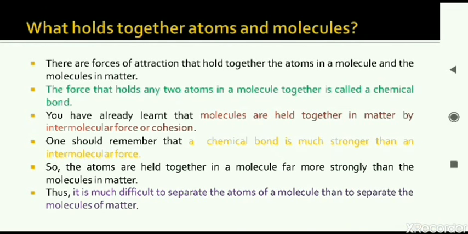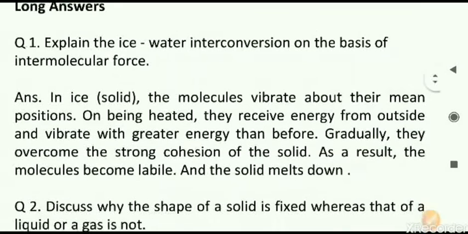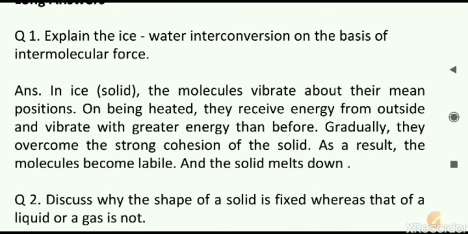So this is all for this chapter. Here we wind up this chapter. We will now move on to the remaining questions section. The long questions are remaining, which we will have a look at. You can note them down in your notebook. So here we are with the long answers. First one: explain ice-water interconversion on the basis of intermolecular force. So ice to water, how does it change?